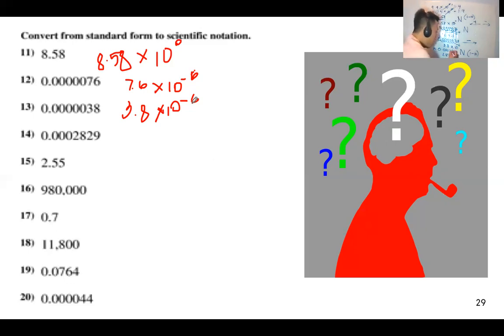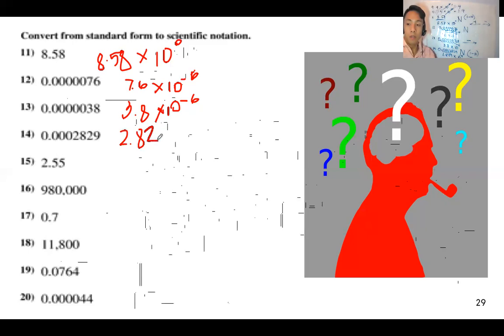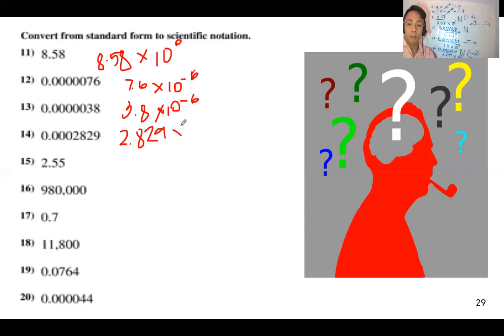So, andito yung point natin. So, it will become times 10 raised to ilang move na ng decimal natin papunta sa right. 1, 2, 3, 4. 4. Going to the right, that is negative. So negative 4. So the answer for number 14 is 2.829 multiplied by 10 raised to negative 4. Easy, easy.